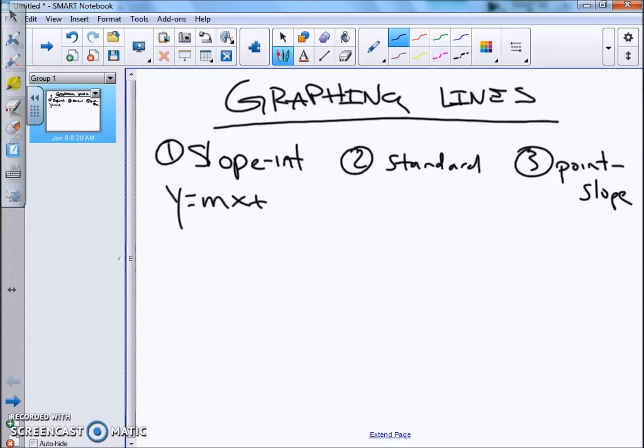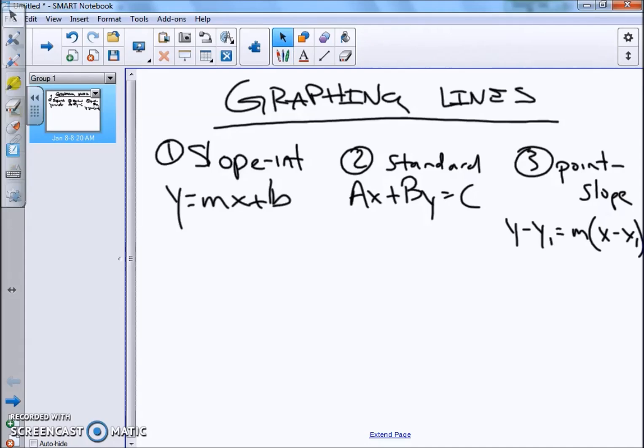Slope-intercept we know is... standard is Ax + By = C. Y2 minus Y1 over X2 minus X1, no, that would be slope, not what they asked. That's slope. But slope-intercept form is y equals mx plus b.